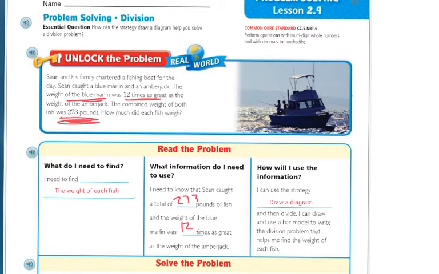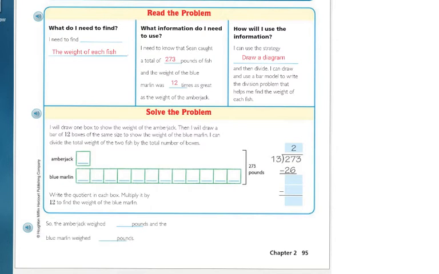Well, I can draw a diagram. So I have my amberjack. I have a box right here for my amberjack, right? And the marlin is 12 times as great. So I'm going to need 12 boxes. 1, 2, 3, 4, 5, 6, 7, 8, 9, 10, 11, 12. So my diagram shows that the marlin is 12 times as great as the amberjack.